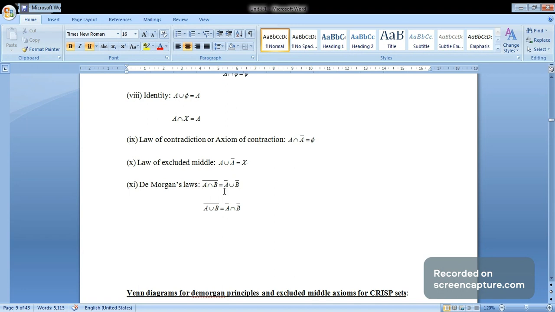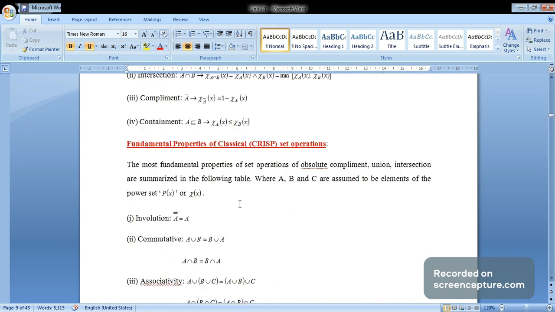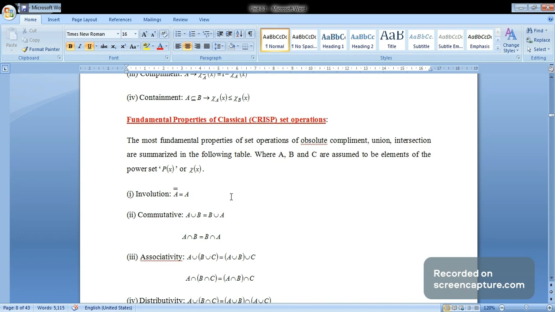These are: A intersection B whole complement equals A complement union B complement. A union B whole complement equals A complement intersection B complement. These are the properties of the crisp sets. Okay, thank you.